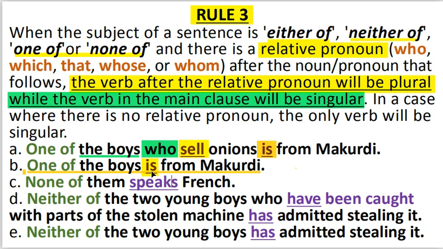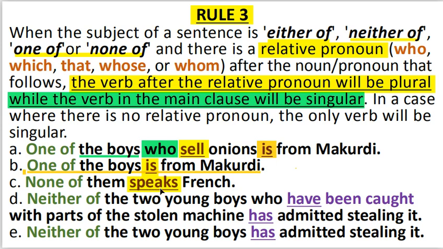Let's examine example C. Example C says, none of them speaks French. In this case, we have just only one verb. And why do we have only one verb? Because the relative pronoun is not in this particular sentence. There is no relative pronoun, there is no relative clause. Normally, if we have the relative clause, we could have two verbs. But since we have only one verb, we said the verb is going to be what?